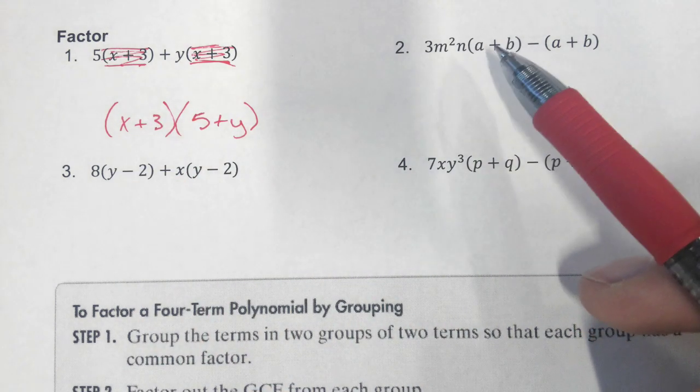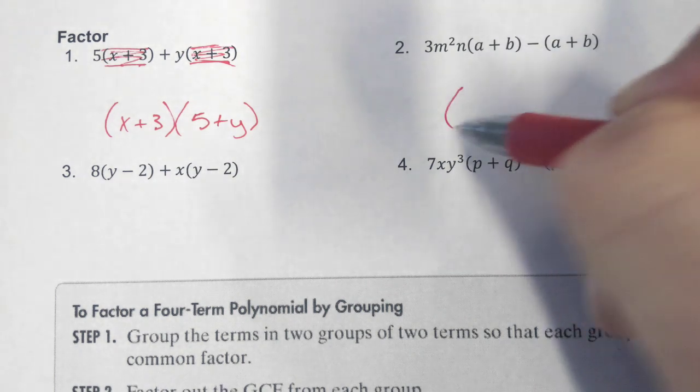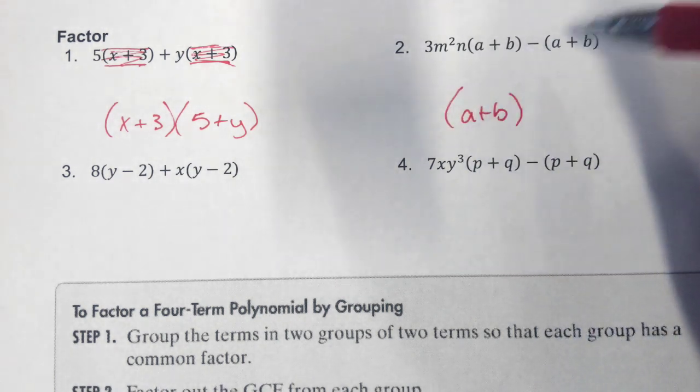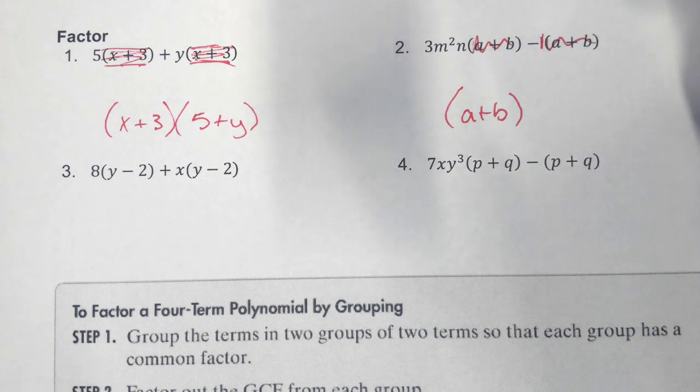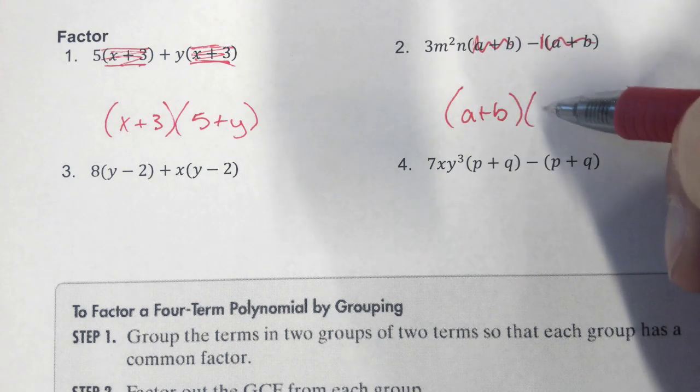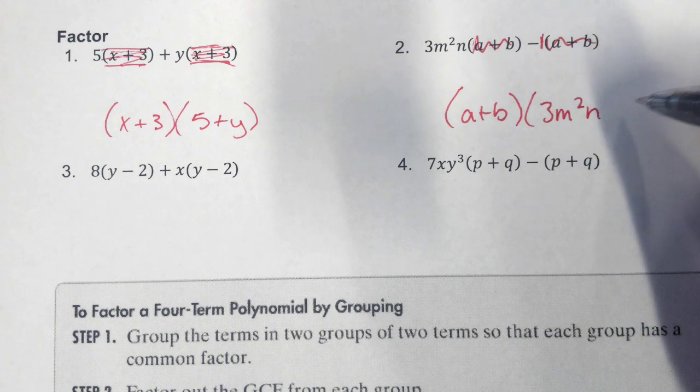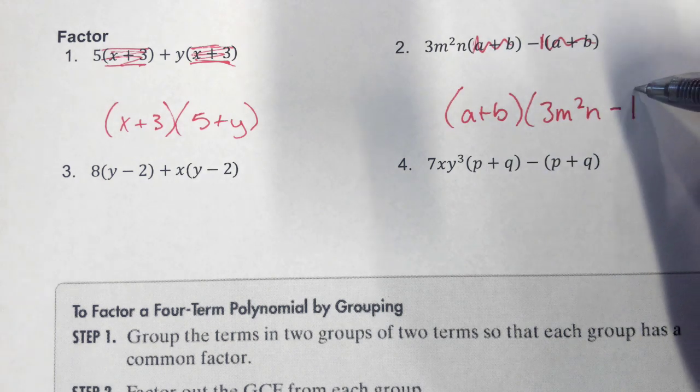So again, on number 2, a plus b is in common, so it's going to be factored out. So they're kind of gone now. What's left? That has an understood 1. So this would be 3m squared n minus 1.